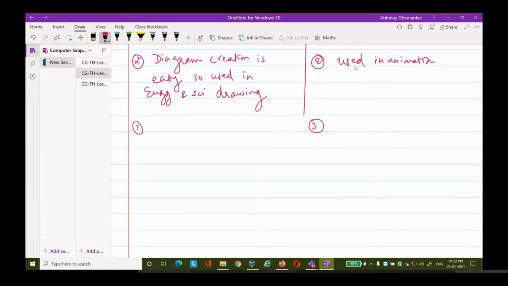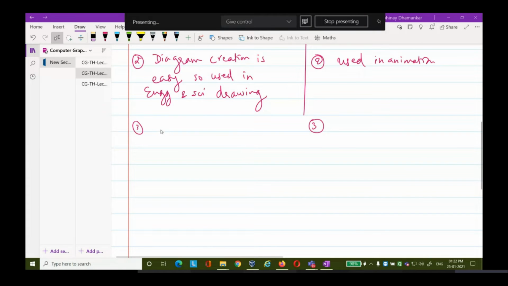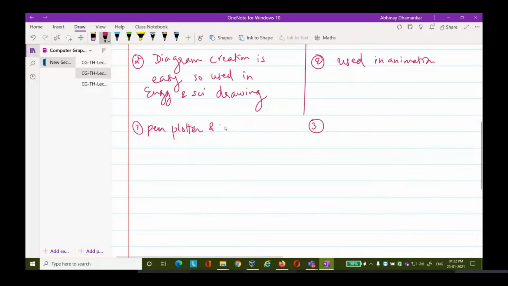Likewise, you note down pen plotter and DVST. So here, pen plotter or we can say DVST. DVST is the direct view storage tube, which we discussed. These devices are used, and here, CRT, cathode ray tubes, are used.